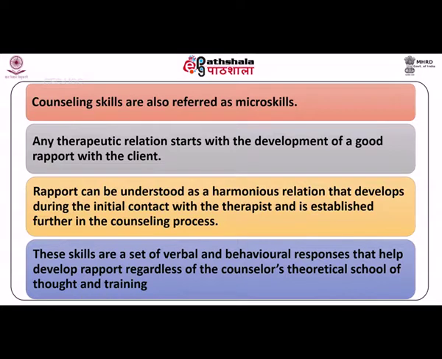Any therapeutic relation starts with the development of a good rapport with the client. Rapport can be understood as a harmonious relation that develops during the initial contact with the therapist, and it is established further in the counseling process.